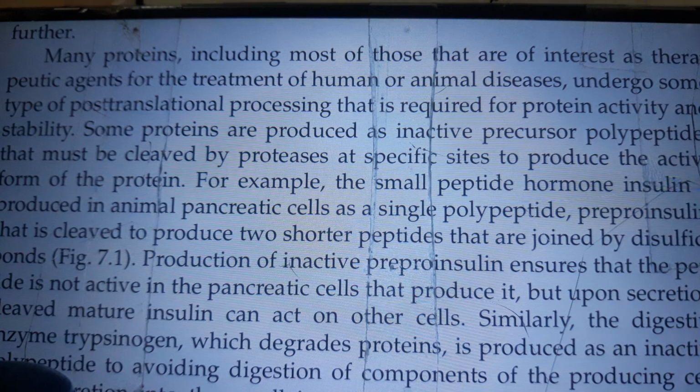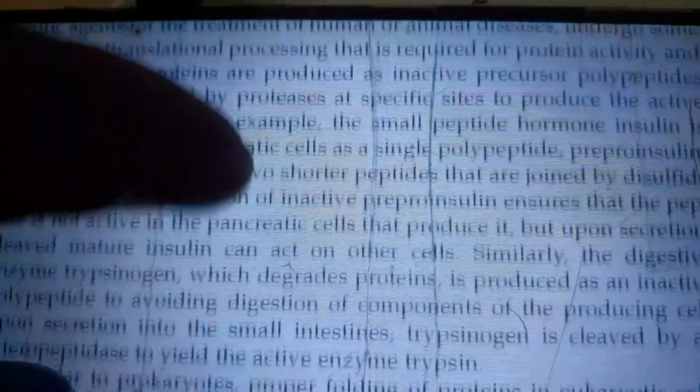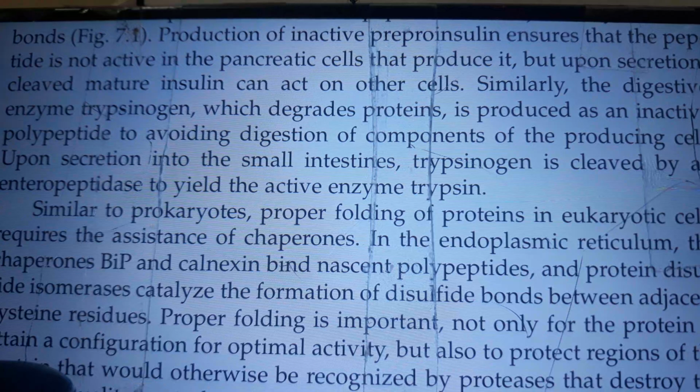Some proteins are produced as inactive precursor polypeptides that must be cleaved by proteases at specific sites to produce the active form of the protein. For example, the small peptide hormone insulin is produced in animal pancreatic cells as a single polypeptide, pre-proinsulin, that is cleaved to produce two shorter peptides that are joined by disulfide bonds. Production of inactive pre-proinsulin ensures that the peptide is not active in the pancreatic cells that produce it, but upon secretion, cleaved mature insulin can act on other cells.